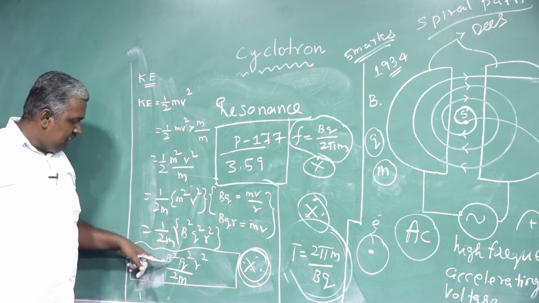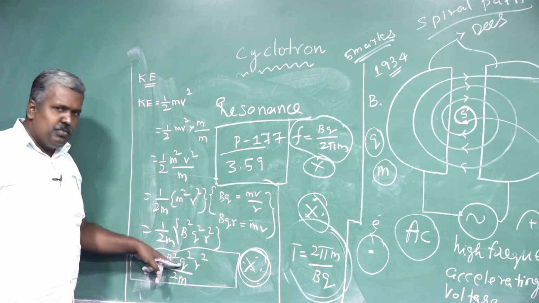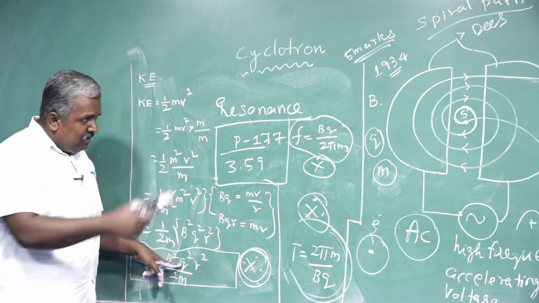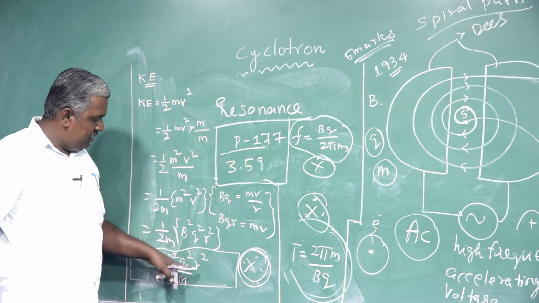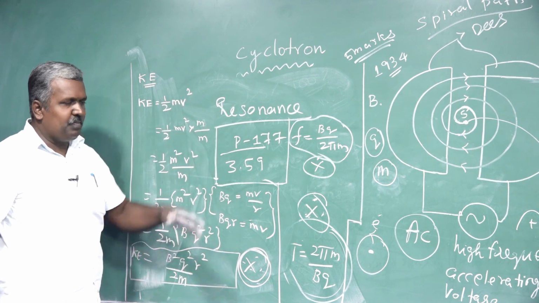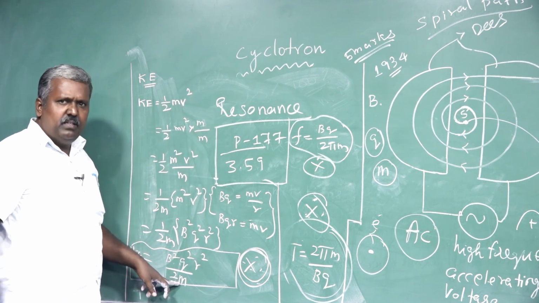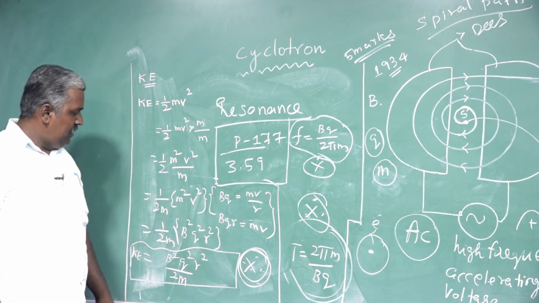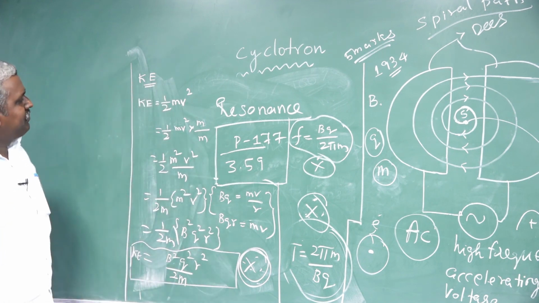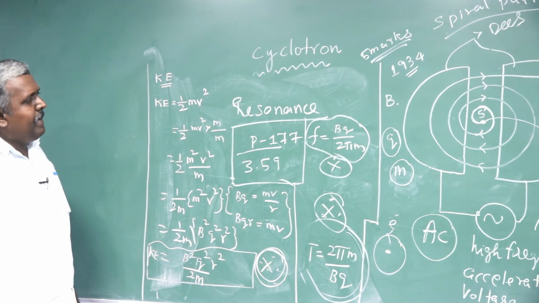KE is equal to b square, q square, r square by 2m, where b is the uniform magnetic field, q is the charge, here for example of a proton, r is the radius of the circular path, and m is the mass of the proton here. Okay, that's all. Clear? Any doubt?